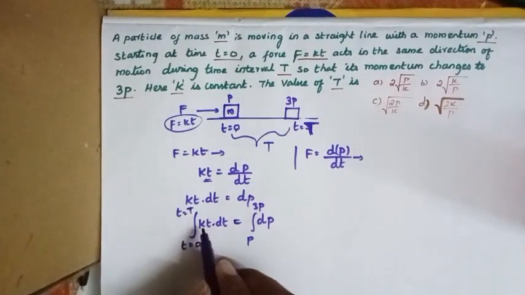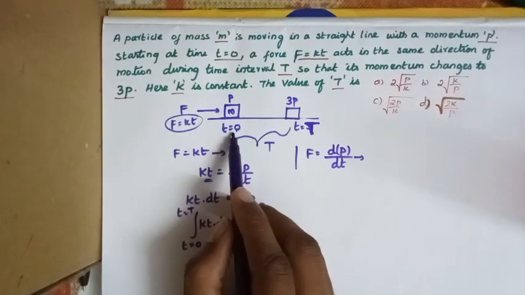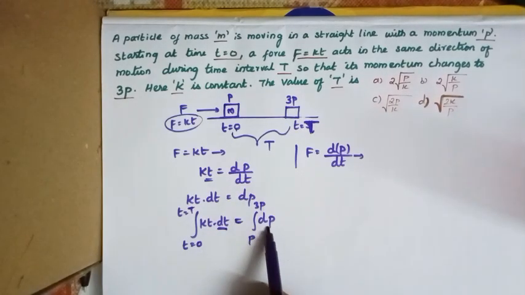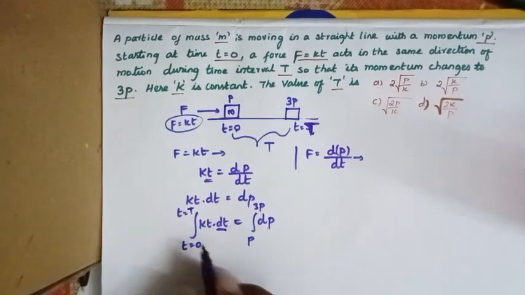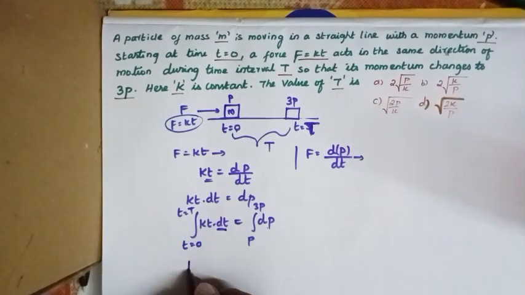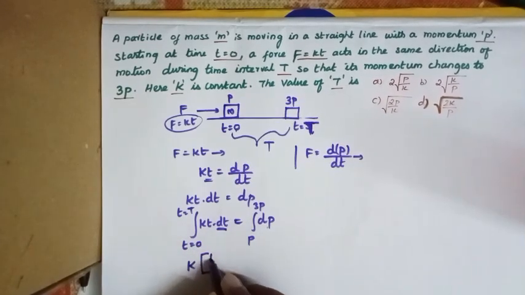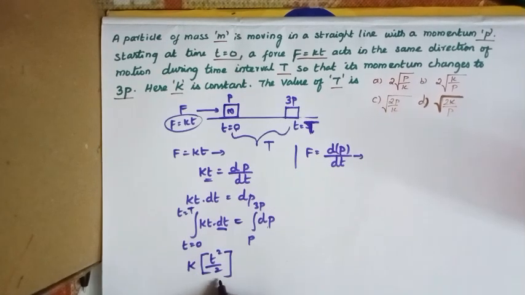Okay, so on the left hand side time is the variable, so we have considered the initial value of time and final value of time. On the right hand side we have the momentum value, so we have to consider the initial momentum and final momentum. Here k is constant, we can take this outside, so we will get k times the integration of t dt, which is t square by 2.